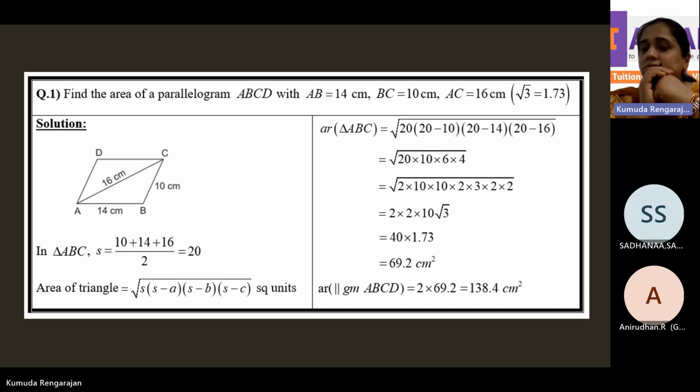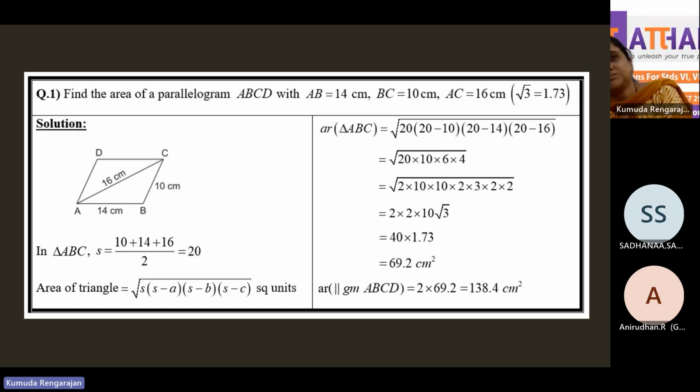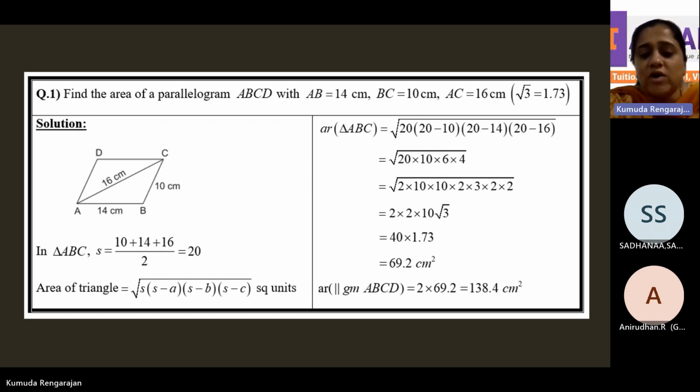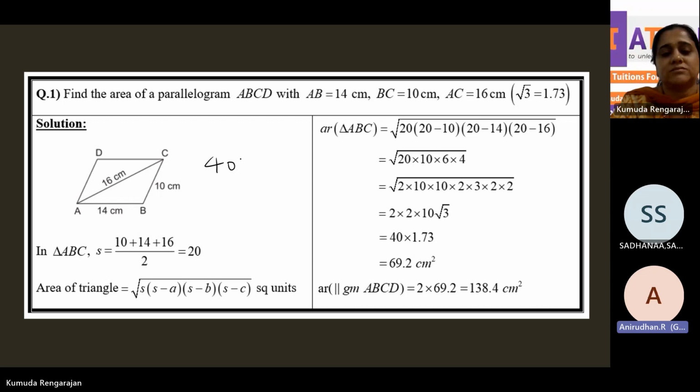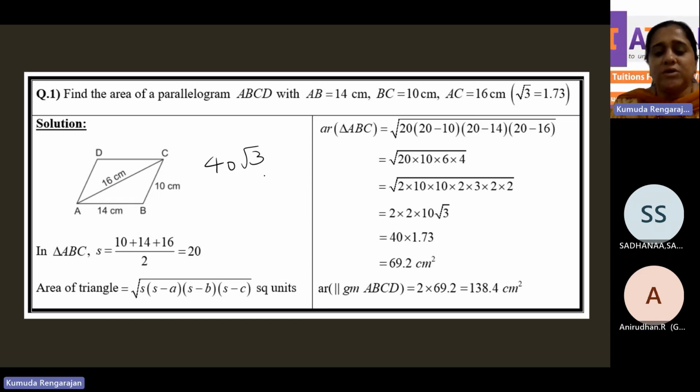Done? All of you? Not even completed, ma'am. Okay. Got this answer? Ma'am, it's coming 138.4, ma'am. What's the area of the triangle you got? Did you get 40 root 3? Yes, ma'am. Then what did you do after that? 40 root 3 into 2 is what you did, is it? No, after 40 root 3, what did you do? You can see the answer here, no? Yes, ma'am. I did that only, ma'am.